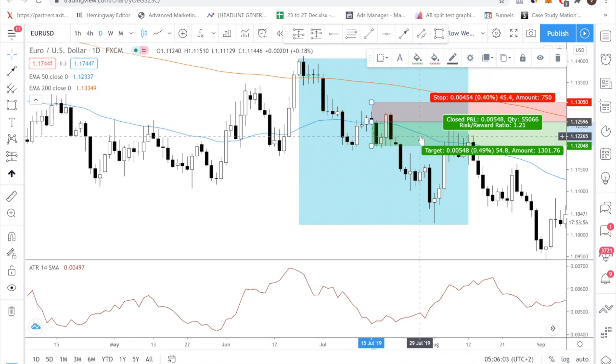The other way is to actually trail it. You can trail it through a couple of ways. Let me just clear it and show you how we can actually trail it.